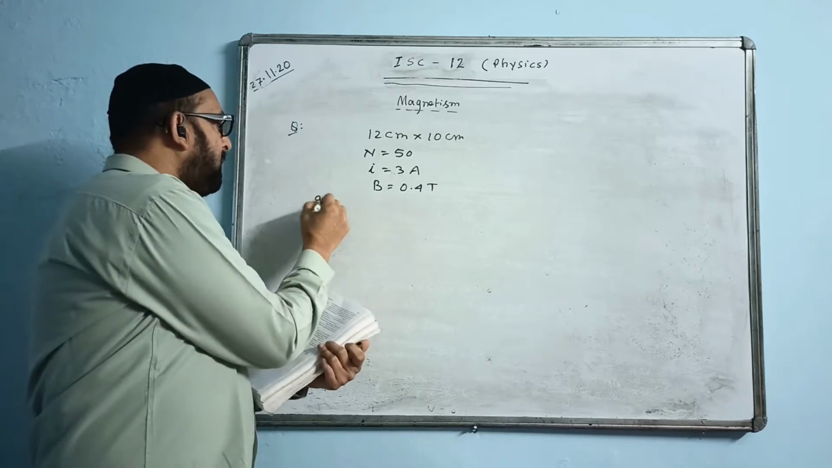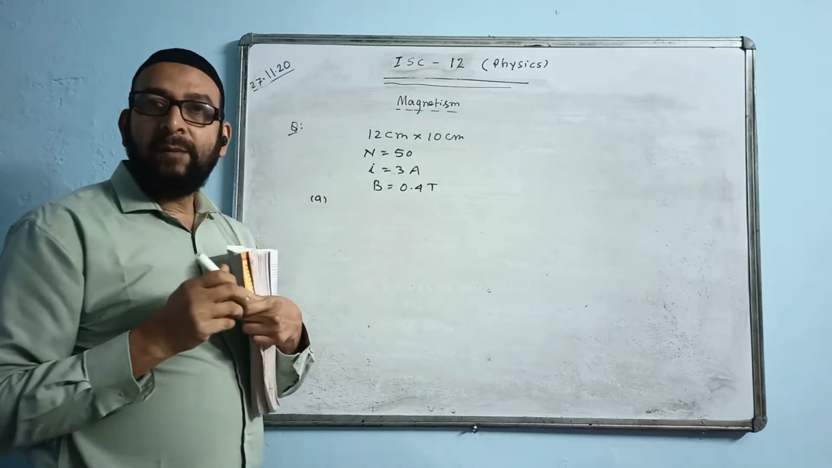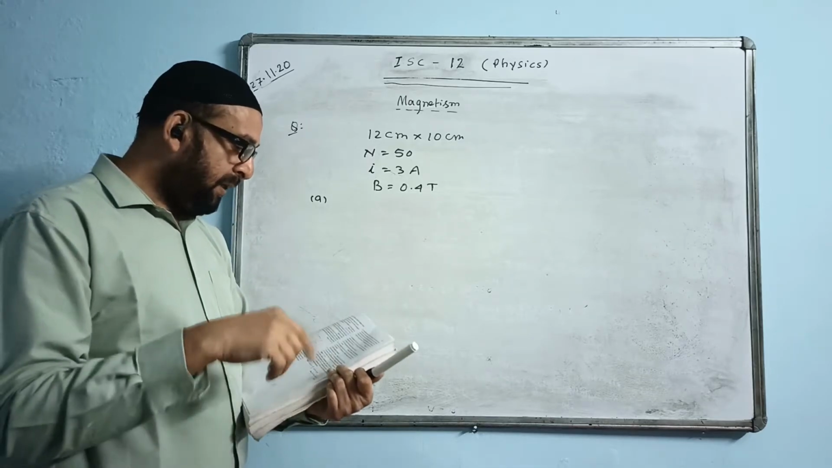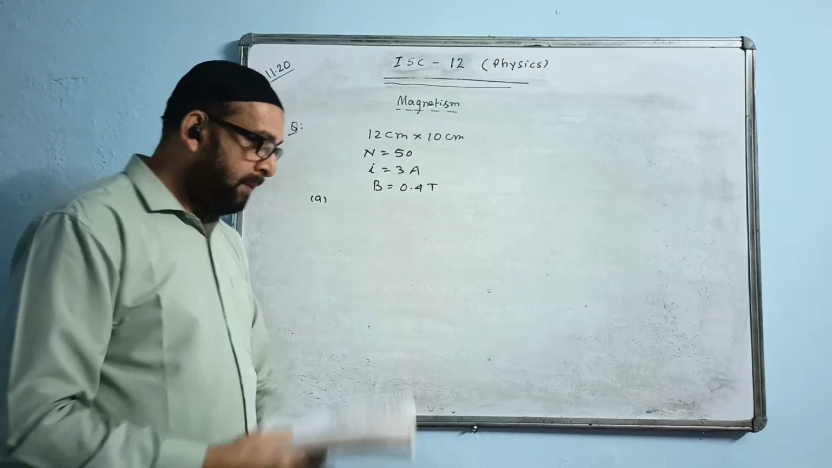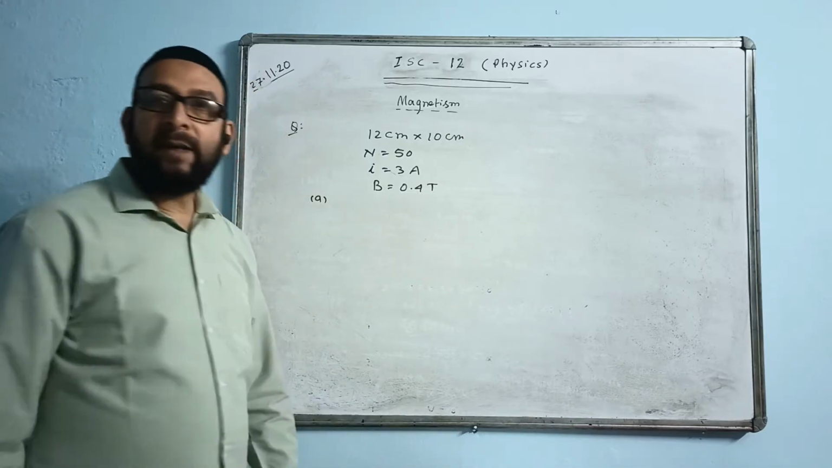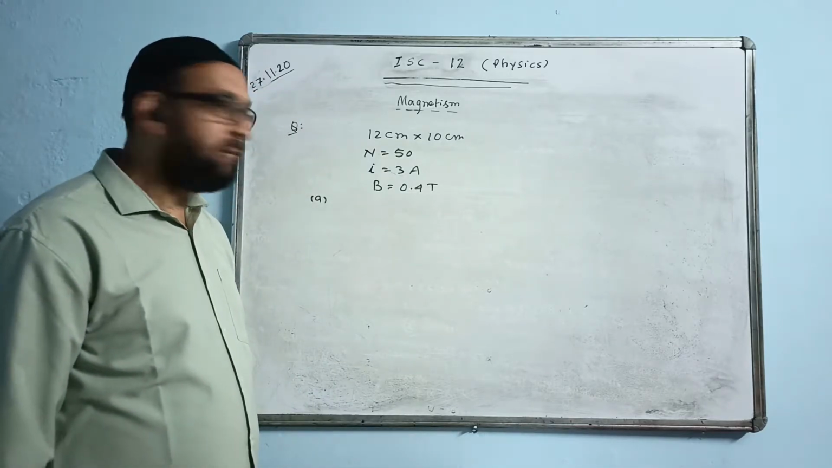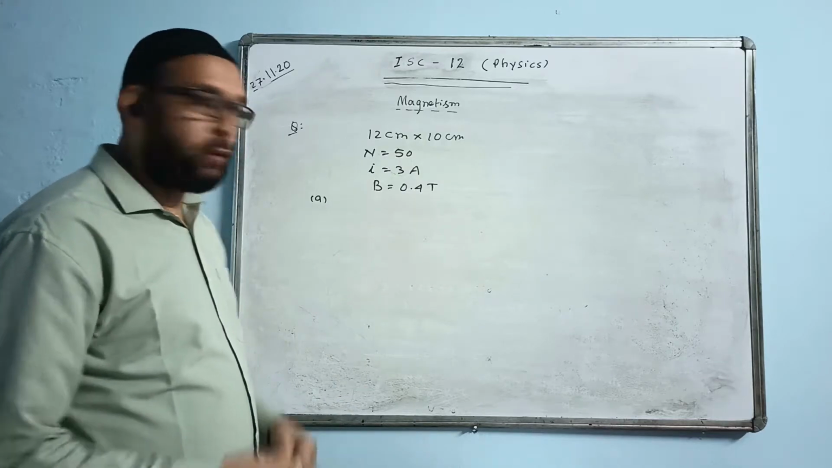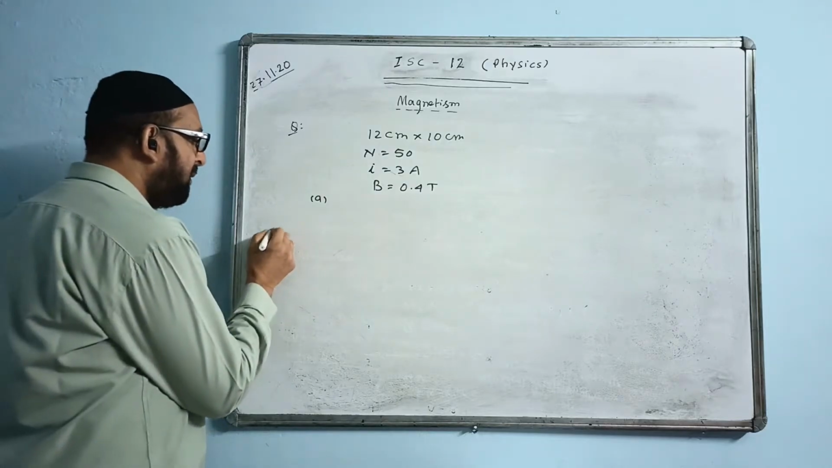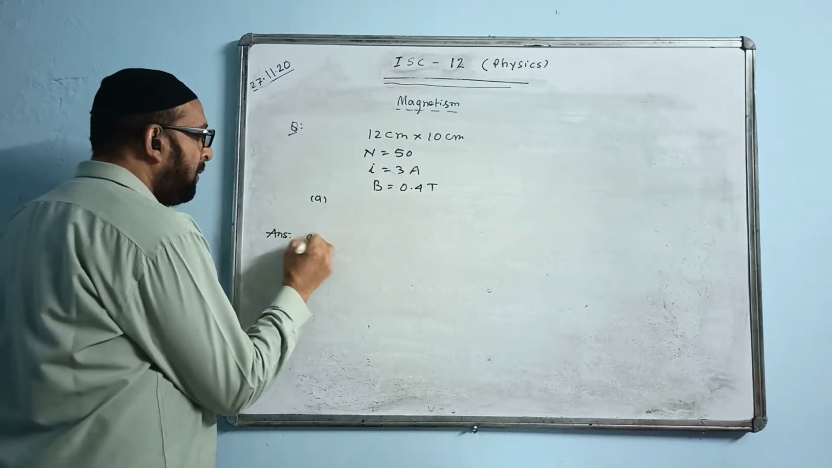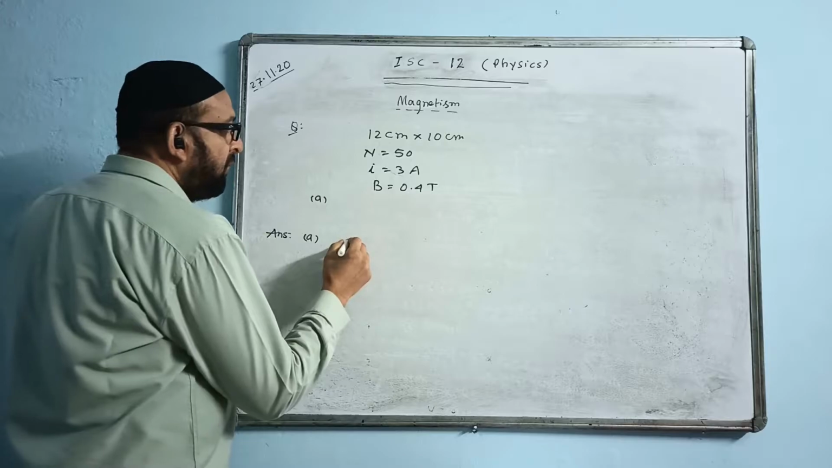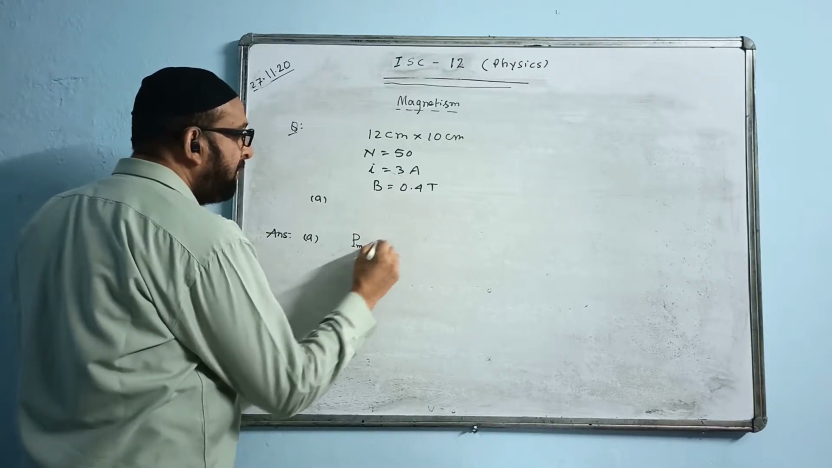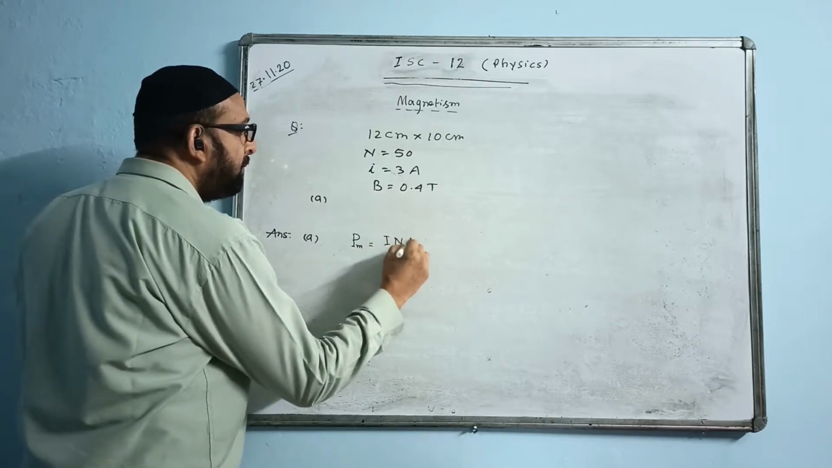Calculate A, first part, magnetic moment. First part you have to find magnetic moment. And B, second part, maximum torque. Two things you have to find: magnetic moment and second part is maximum torque. Let us find the answer for part A. So first we are finding magnetic moment, that is P with the subscript M. P M formula we have N I A.